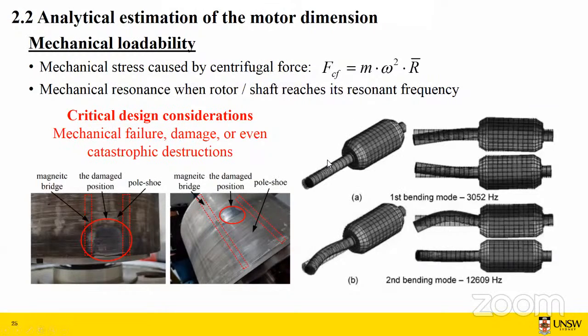We know when a rotor rotates at a certain speed, there will be a centrifugal force acting on the rotor. So this is the very simple and basic equation to calculate the centrifugal force. This is the weight of a cylinder, this is the angular speed in radian per second, and this is the radius.